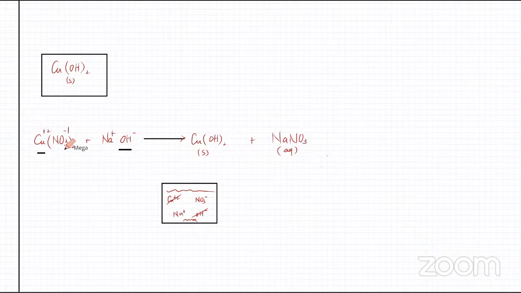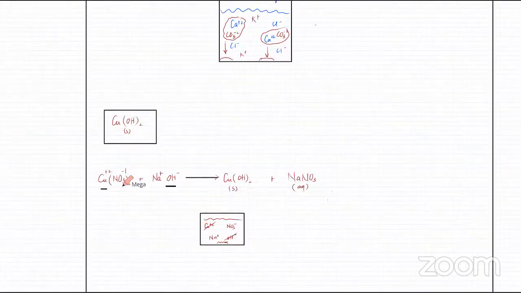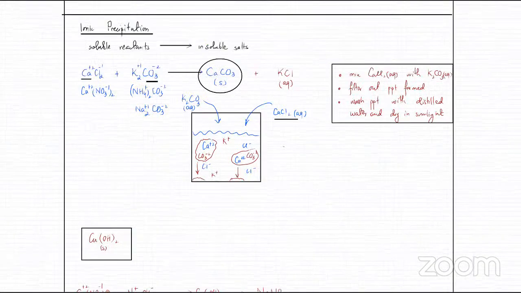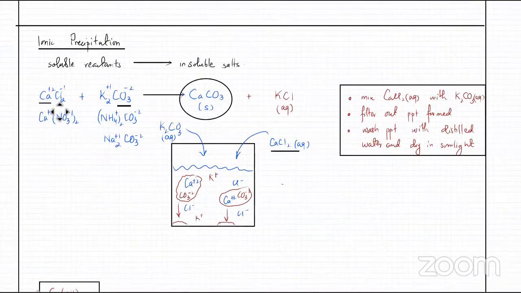Sorry, could you go up to how we would write it in the exam again for a second? This part, Krishna. Yes. Just mix these two together and filter out the precipitate that is formed, and then wash the precipitate with distilled water and dry in sunlight. Okay. Okay, thank you.